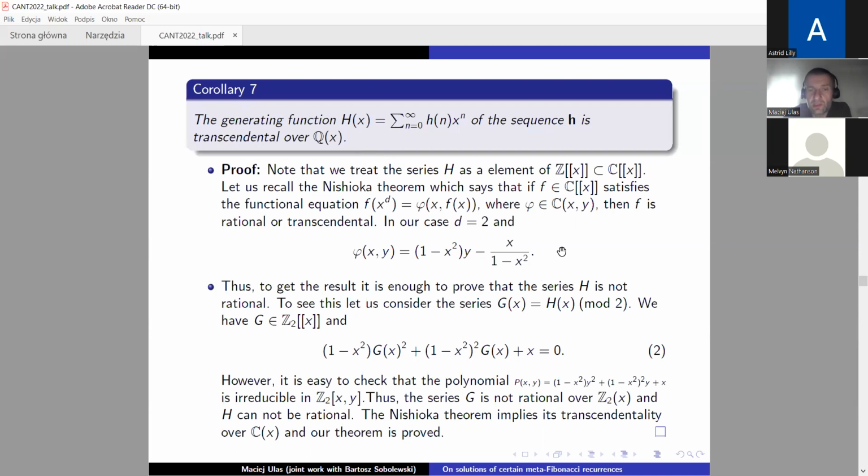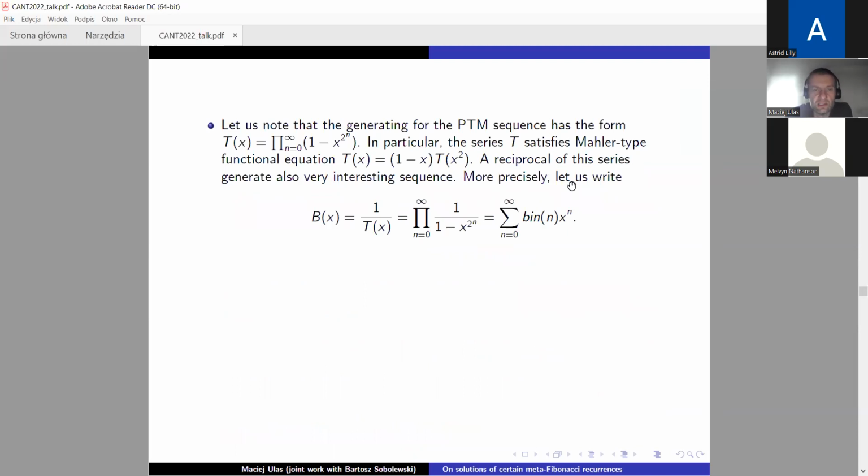Using this theorem, we can in particular prove that the sequence H grows exponentially fast. But how can we do that? This is a bit more difficult. So first we need to recall the generating function of the Prouhet-Thue-Morse sequence. This is the generating function for the sequence. It particularly satisfies this functional equation.